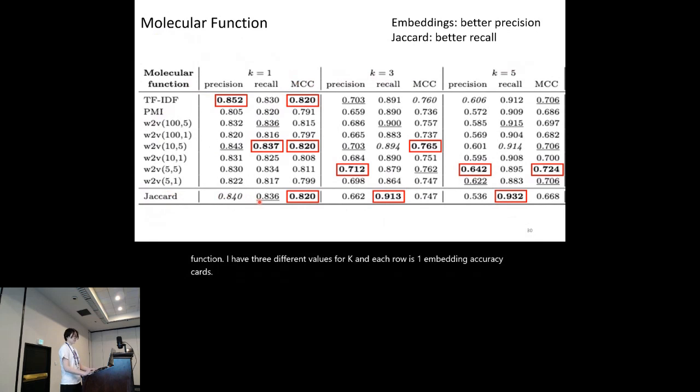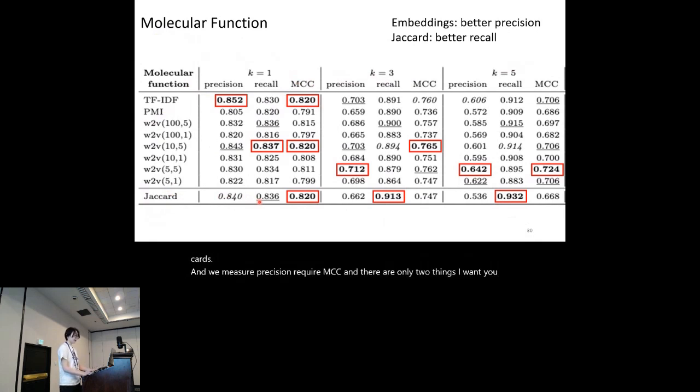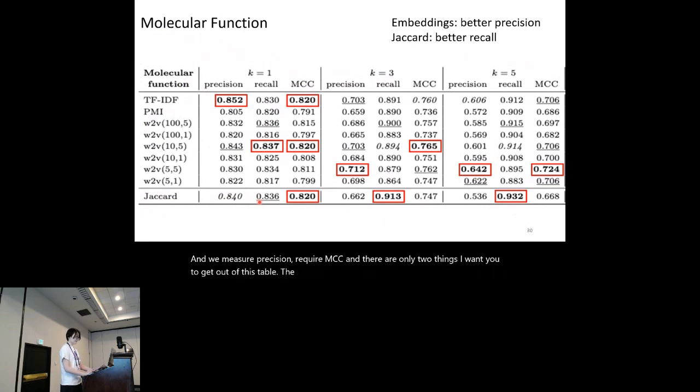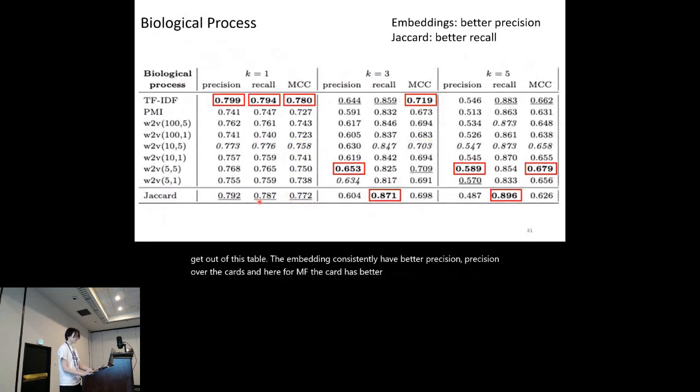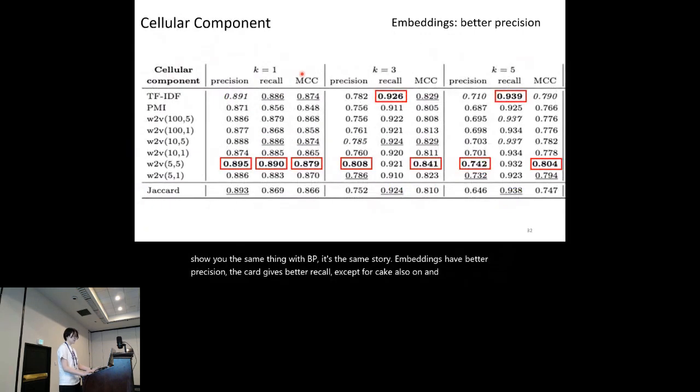And we measure precision, recall, and MCC, and there are only two things I want you to get out of this table. The embeddings consistently have better precision over the Jaccard, and here for MF, the Jaccard has better recall. And now if I show you the same thing with BP, it's the same story. Embeddings have better precision, the Jaccard gives better recall, except for k equals 1. And then for CC, embeddings still consistently have better precision, and the Jaccard has good recall.